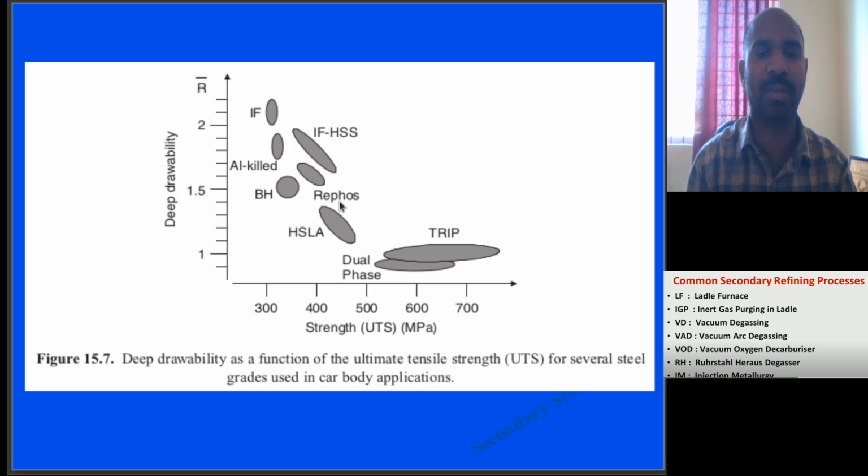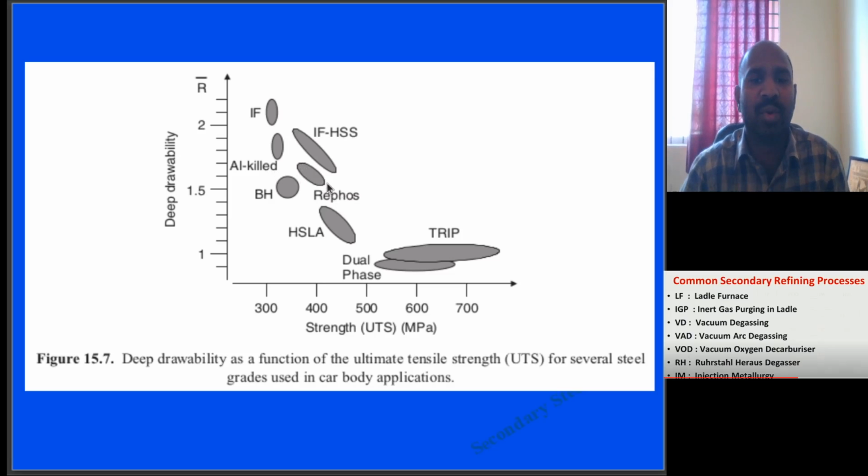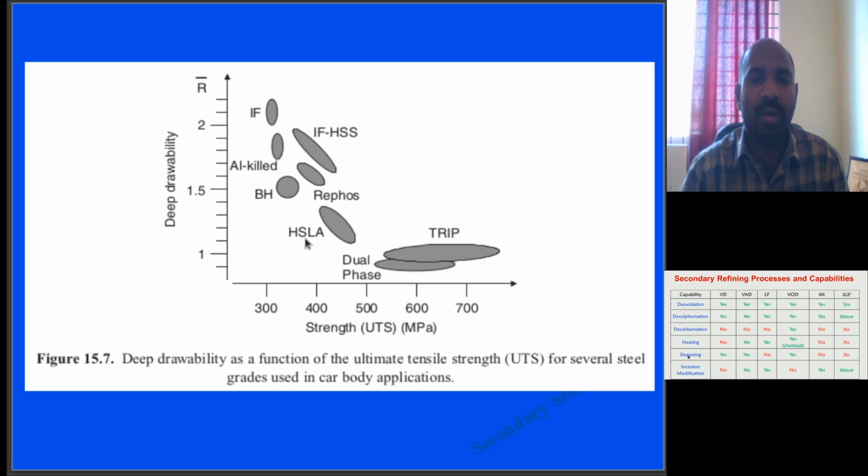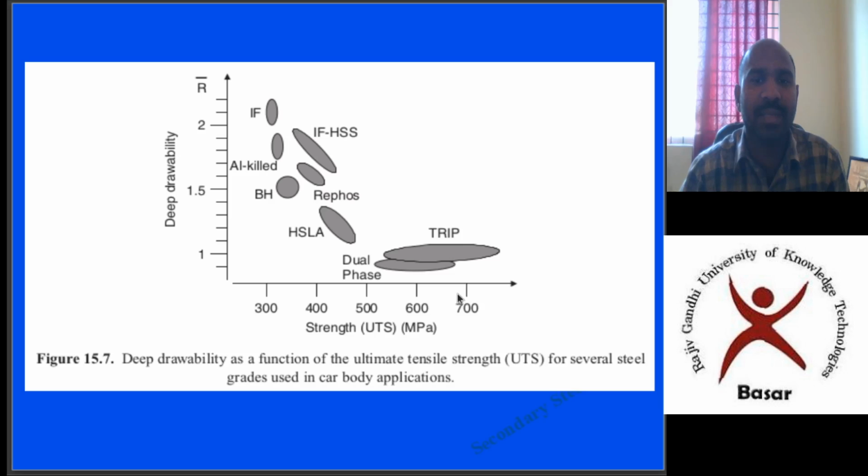Rephosphorylation, for increasing the corrosion resistance, the phosphorus amount is increased. There you will see this range of the properties. High strength low alloy steels, this is the range. Dual phase steels, the bottom one. Transformation induced plasticity, the top one.